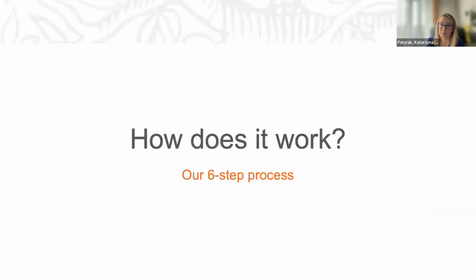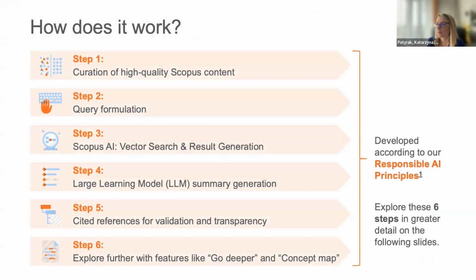And now I think the most important part. So how does Scopus AI work? What can you expect from Scopus AI? And what is the 6-step process that we implemented in Scopus AI? So as you can see, unlike other artificial intelligence search models where it's not clear where the answers are coming from, we've tried to make everything as transparent as possible.